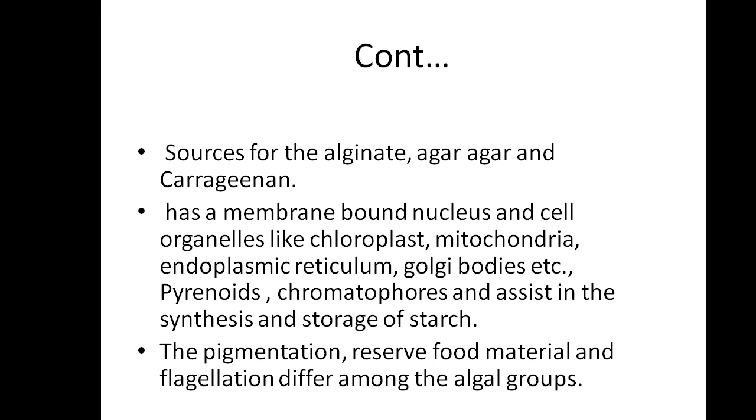Next, continuation with the sources of alginate, agar-agar and carrageenan. These are all the substances which are used for making the jelly-like substances or the semi-solid state. Okay, semi-solid states. Next, algae have a membrane-bound nucleus, cell organelles like chloroplast, mitochondria, endoplasmic reticulum, Golgi body, pyrenoids and chromatophore, and assist the synthesis and store the starch.